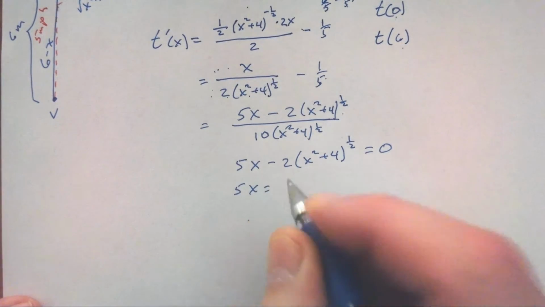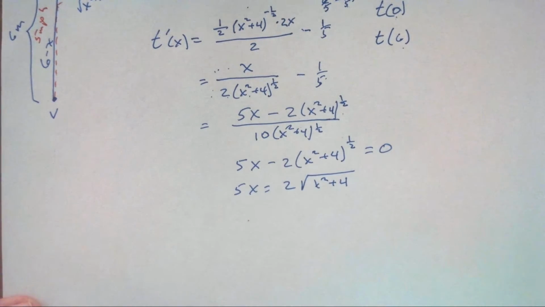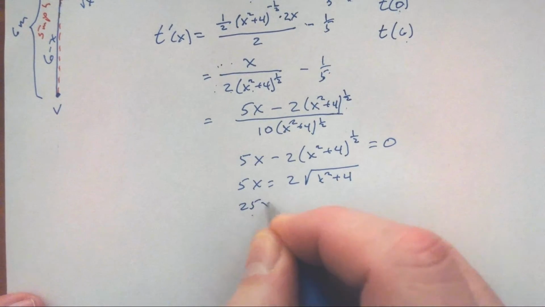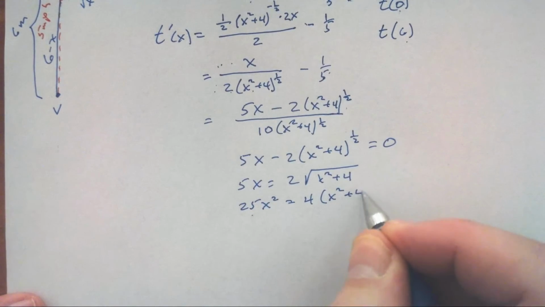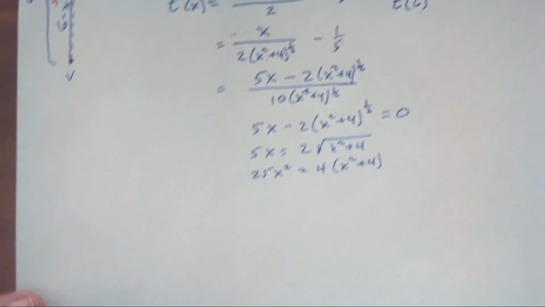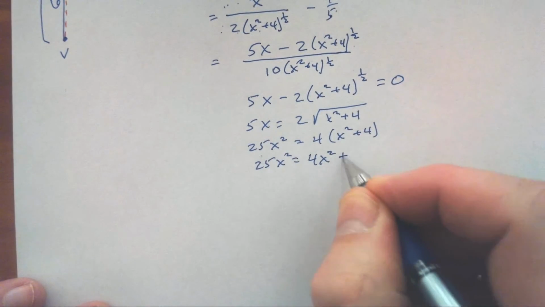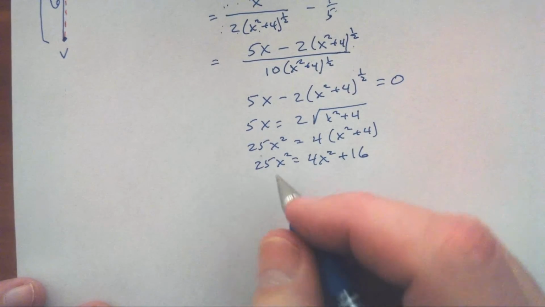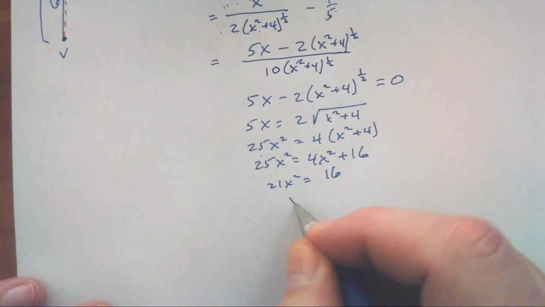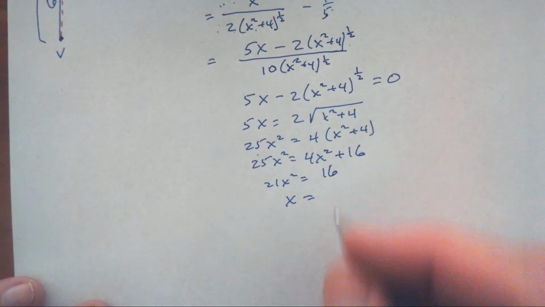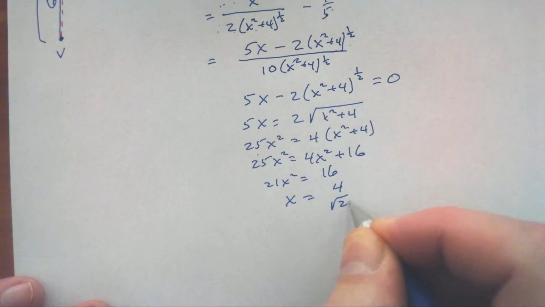All right, so let's go ahead and do this. I'm going to go 5x equals 2 times square root x squared plus 4. I'm going to square both sides. 25x squared equals 4 times x squared plus 4. I get 25x squared equals 4x squared plus 16. I get 21x squared equals 16, and I get x, because x has to be positive, equals the square root of 16 on 21, or 4 on root 21.